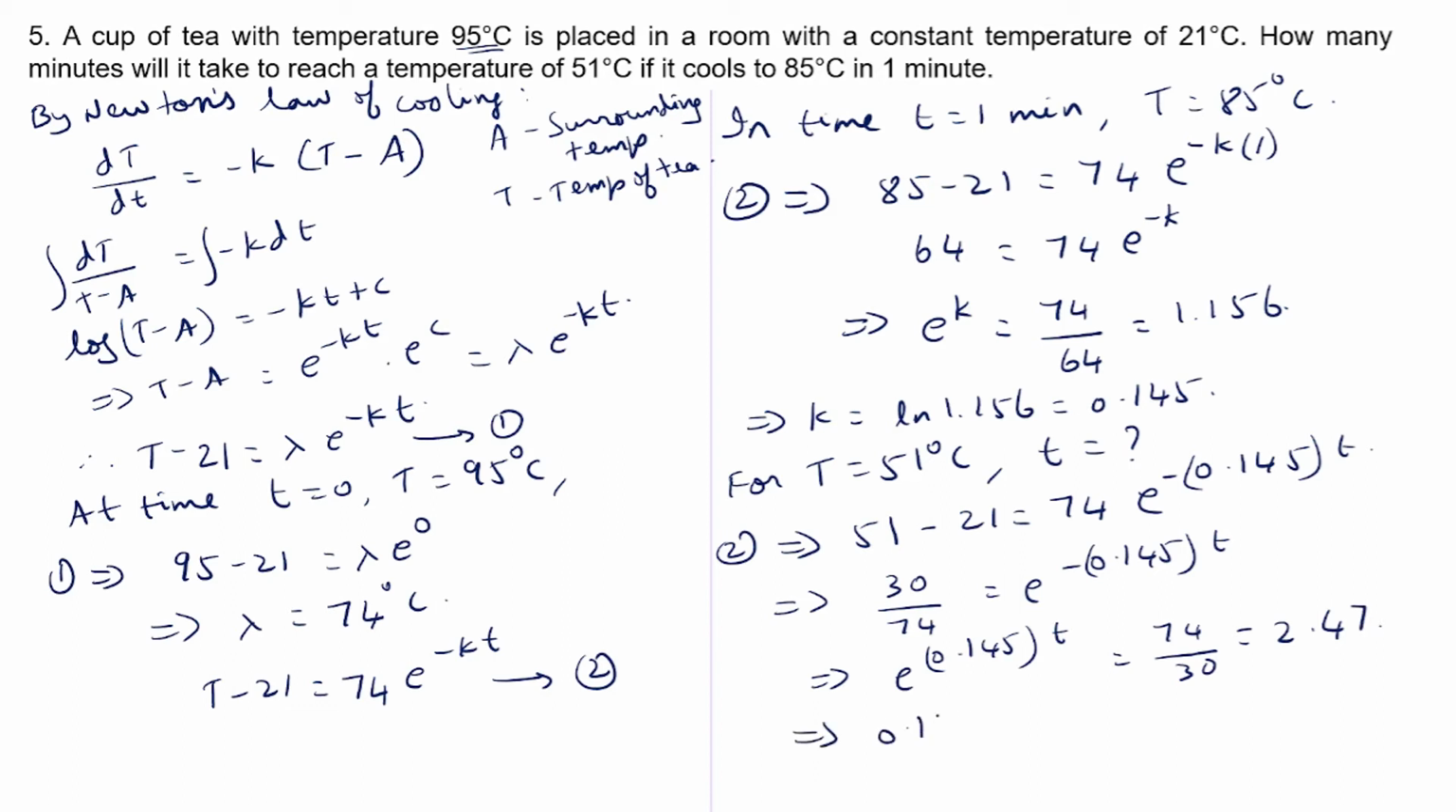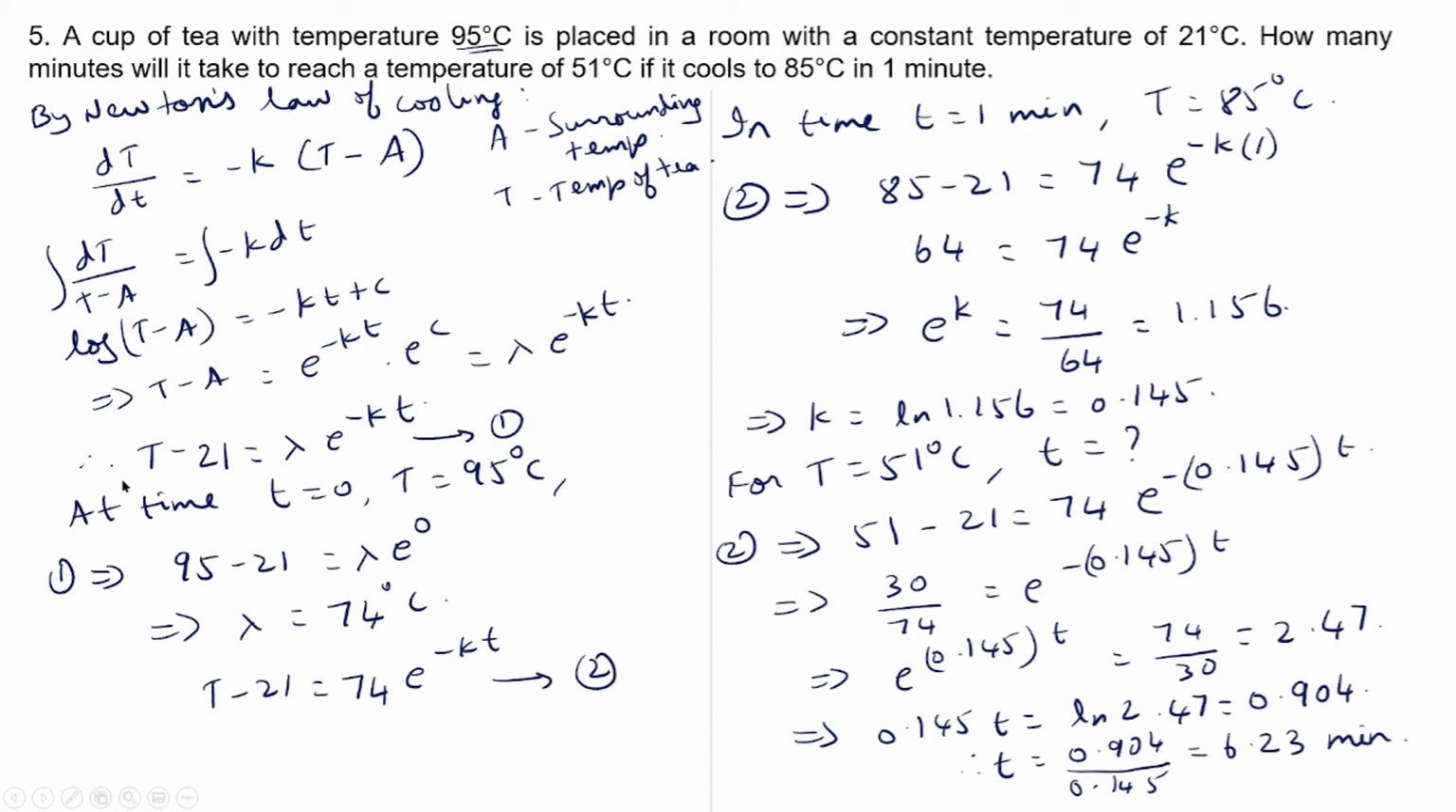So from this we get 0.145 t is ln 2.47. The natural logarithm of 2.47 is 0.904. Therefore t is equal to 0.904 upon 0.145, which is equal to 6.23 minutes. So the time taken to reach a temperature of 51 degrees Celsius is 6.23 minutes. So slowly, step by step, we have to find each of these. First we have to find lambda.